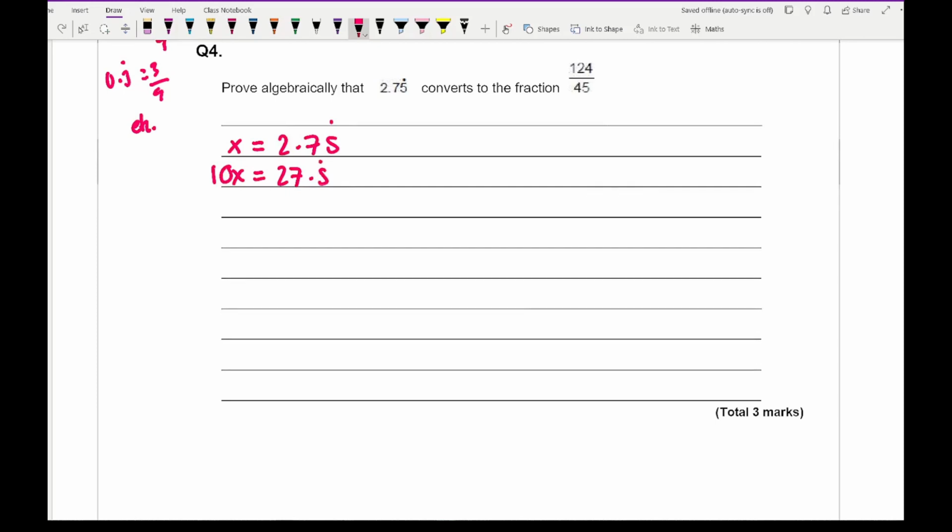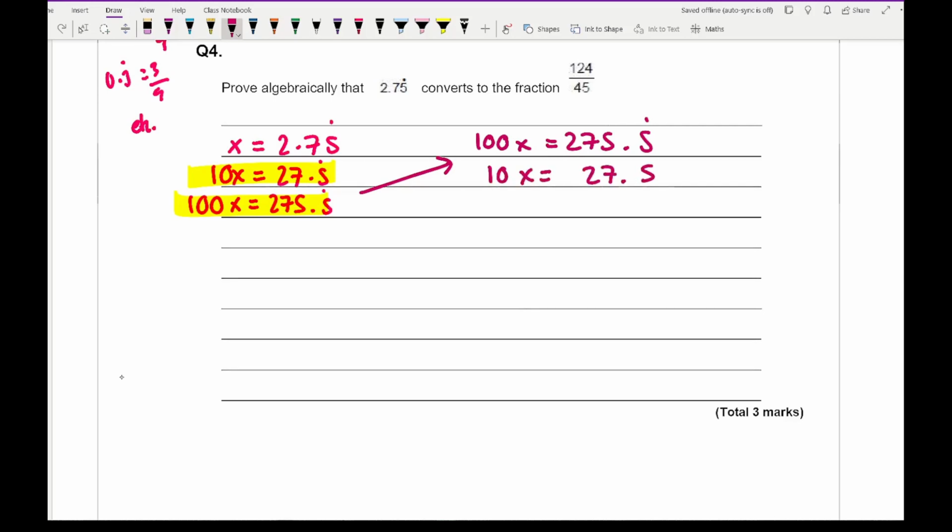Then obviously you can see that the number after the decimal point is not the same. So I need another equation. So let's multiply it by 100. So that becomes 275.5 recurring. Then I can use these two equations. So let's just move that over here. Try and put the biggest equation at the top, just so that you're not having to faff about with negatives. And then we've got 27.5 recurring.